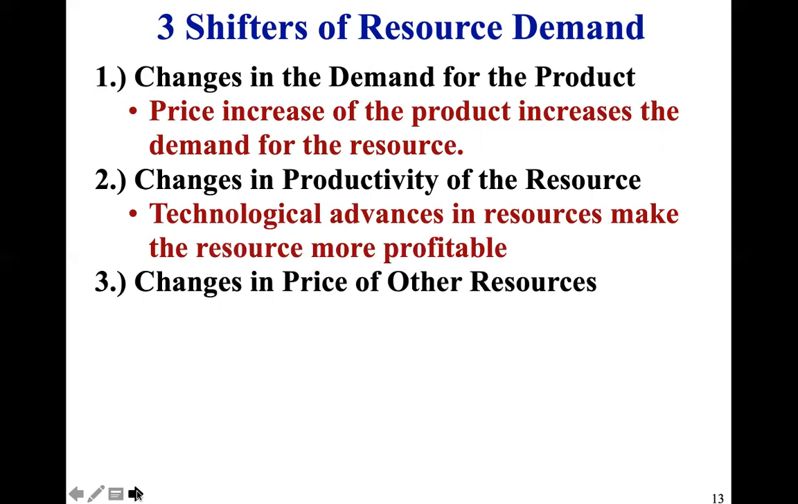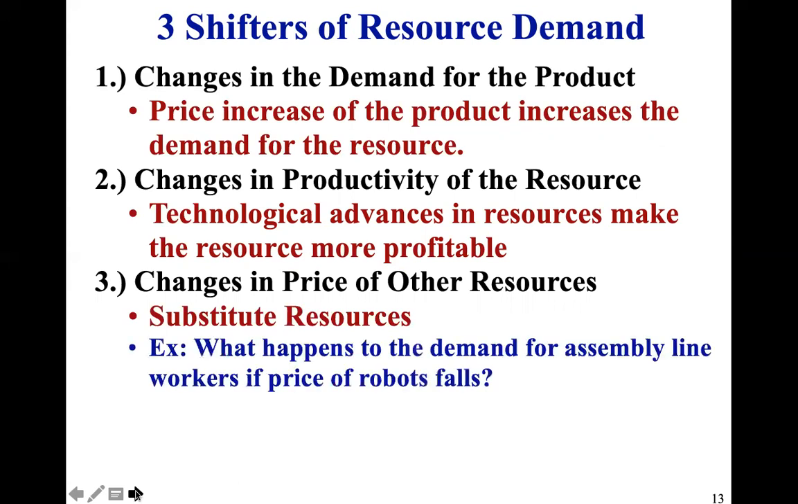And then finally, if there are changes in the price of other resources, that can affect the demand for a particular resource. Okay, there are substitute resources and complementary resources. What would be an example of substitute resources? Assembly line workers and robots, right? So let's assume assembly line workers and robots could both work on a car assembly line. Okay, and those are going to be substitutes when firms are deciding what to hire.